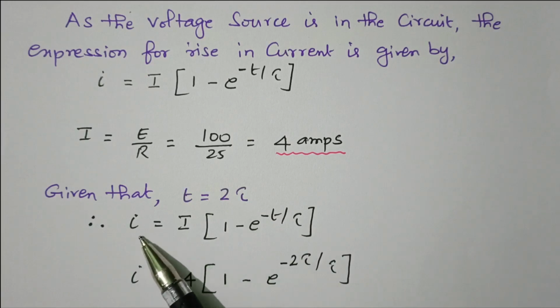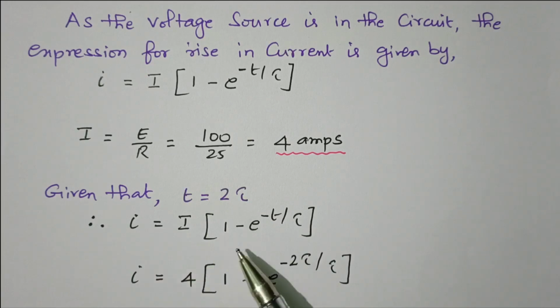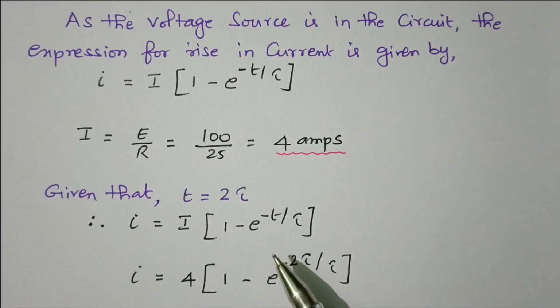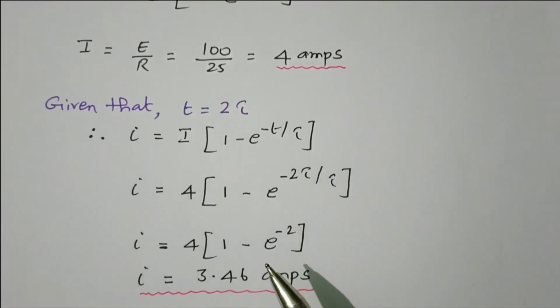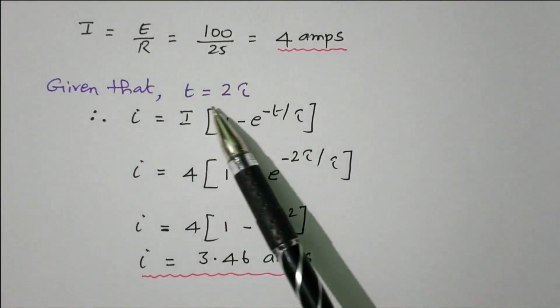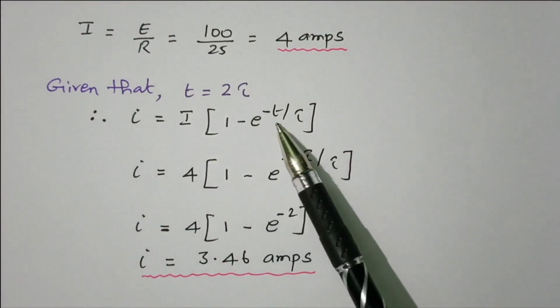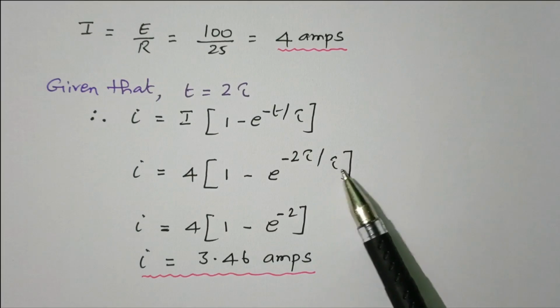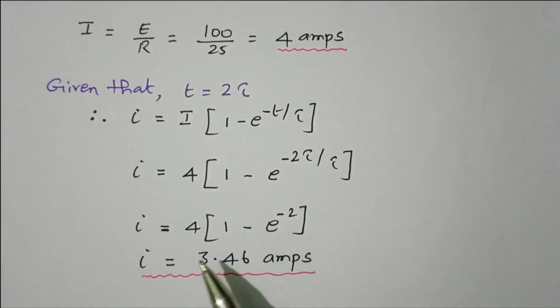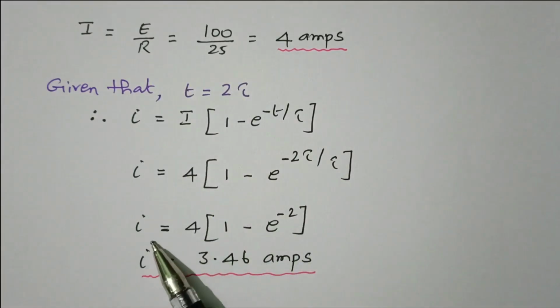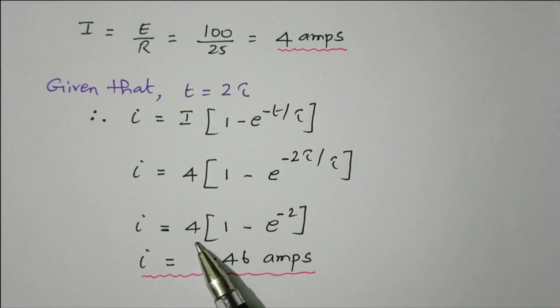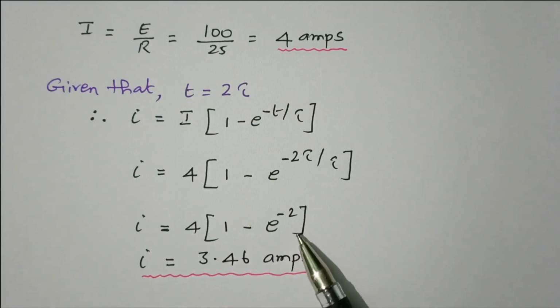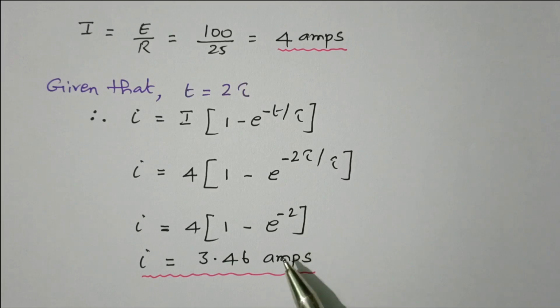So the given expression is i equal to I of 1 minus e power minus t by tau. Now the t value is available. t is given as 2 tau. So replace this t by 2 tau. Already one tau is there in the denominator, so it got cancelled. So e power minus 2. Right, the I value is 4. So i equal to 4 of 1 minus e power minus 2. By simplifying the expression, we got i equal to 3.46 amperes, right?